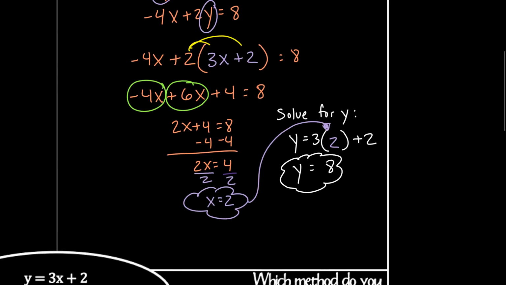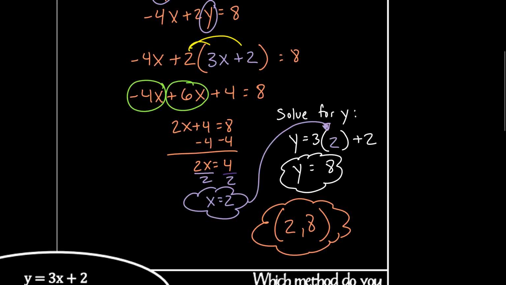So my coordinates of my solution are what? At 2, 8. This is what I'm looking for. A coordinate point, right? You're looking for where these two lines intersect. Yes, we're solving algebraically, but you still need to give me the point. Any other questions on substitution? Most of you have probably seen this before.